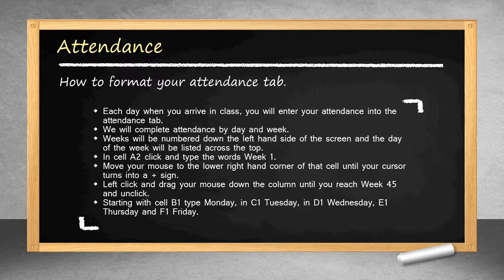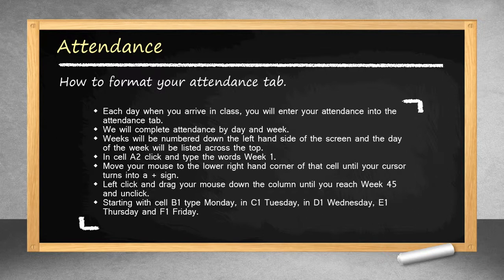Each day when you arrive in class, you will enter your attendance into the Attendance tab. We will complete attendance by day and week. Weeks will be numbered down the left-hand side of the screen, and the day of the week will be listed across the top. In cell A2, click and type the words Week 1. Move your mouse to the lower right-hand corner of that cell until your cursor turns into a plus sign. Left-click and drag your mouse down the column until you reach week 45 and unclick.